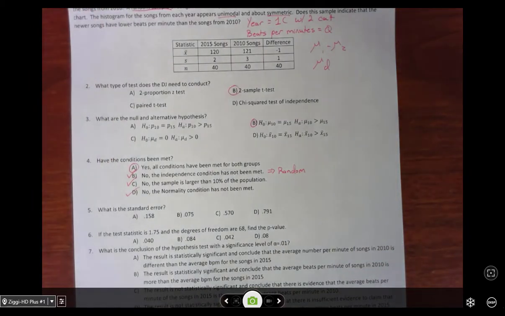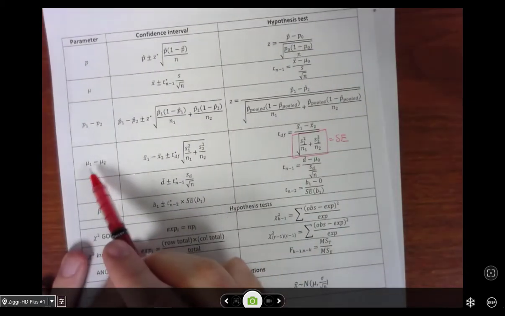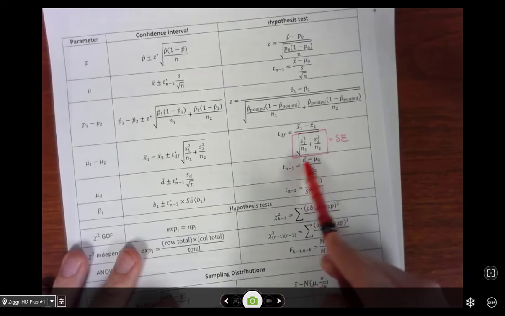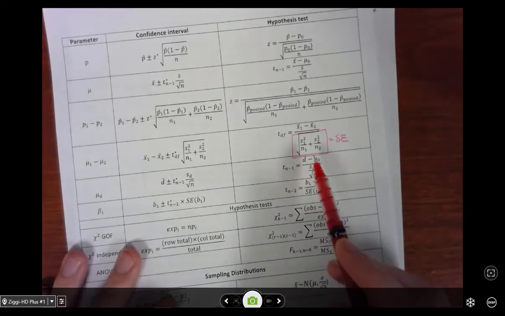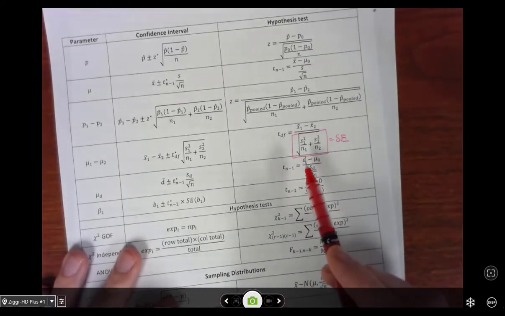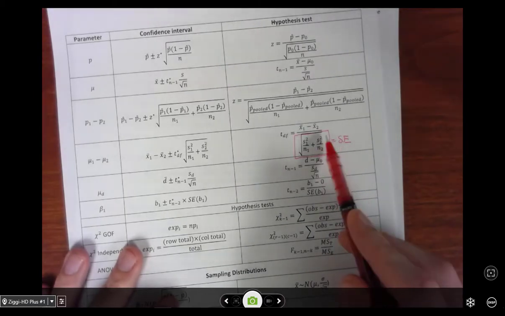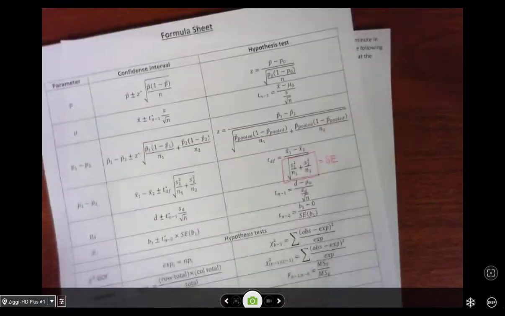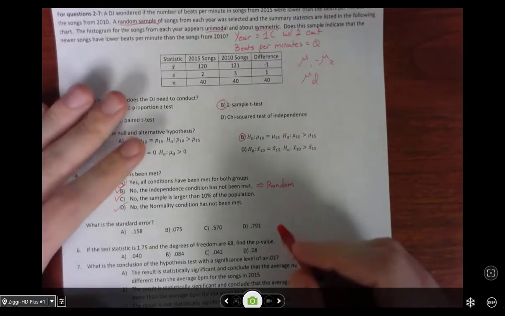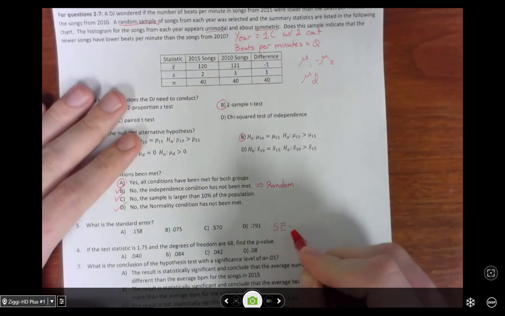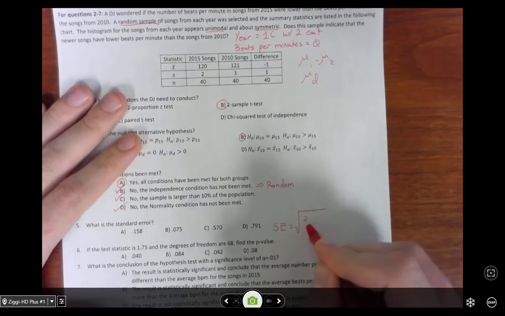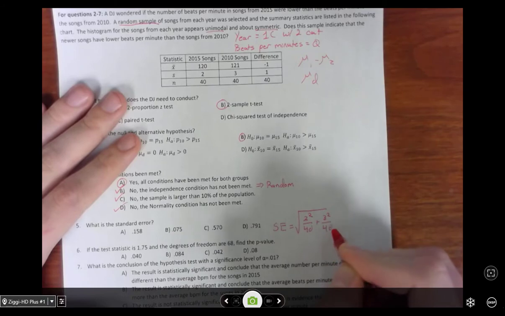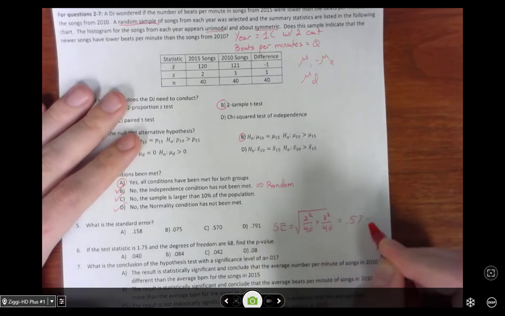So we want to know what the standard error is. If we look at our formula sheet, we're doing our parameter mu1 minus mu2, and we see that the standard error is the square root of our sample standard deviation squared divided by the sample size, and we add them together. So anytime you want to know what the standard error is, just look at what's in the denominator of the test statistic. So we end up with the square root of 2 squared divided by 40 plus 3 squared divided by 40, which ends up being about 0.570.